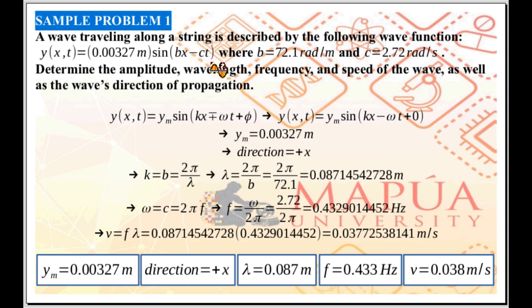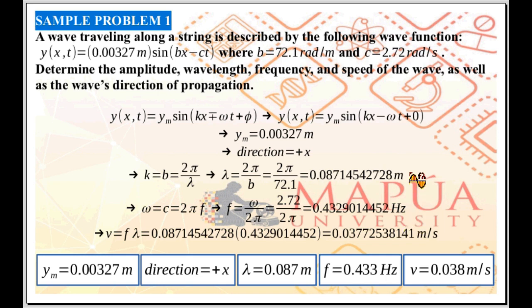Likewise, you have omega t. In the given equation, you have ct, which means omega is just equal to c. And omega, the angular frequency, we know one equation of omega to be 2 pi times frequency, which means c is equal to 2 pi f. Isolating frequency, f is equal to omega over 2 pi. We know c to be equal to 2.72 radians per second. So we are able to calculate the frequency to be 0.4329014452 hertz.